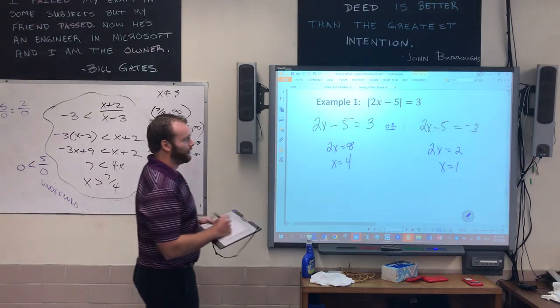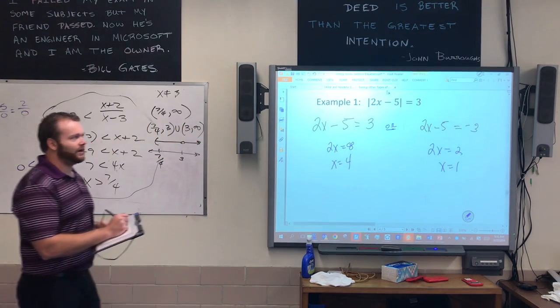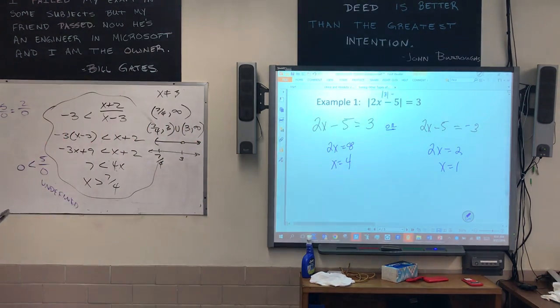Okay. Those are the values that are going to tell me where the expression shows up on the number line. If I put 4 in, I get 8 minus 5, right? Is that a true statement? The absolute value of 3, 3? Yeah. But that put that expression, 2x minus 5, on the right-hand side of 0, right? It's positive. Okay. If I plug the 1 in, I get 2 minus 5 is negative 3, correct? Is the absolute value of negative 3 still 3? Yep. Yeah, but put that expression now on the left-hand side of 0.